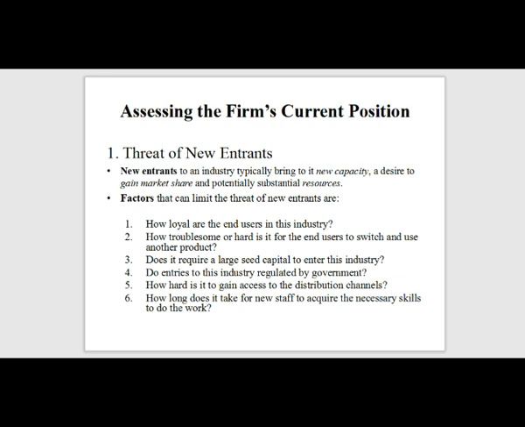Factors that can limit the threat of new entrants are how loyal are the end users in the industry, how troublesome or hard is it for the end users to switch and use other products, does it require a large seed capital to enter into the industry? Are entries to this industry regulated by the government? How hard is it to gain access to distribution channels? How long does it take for new staff to acquire the necessary skills to do work? So these are some very important factors. Please make sure you reflect on them, and if you have any questions, please ask.